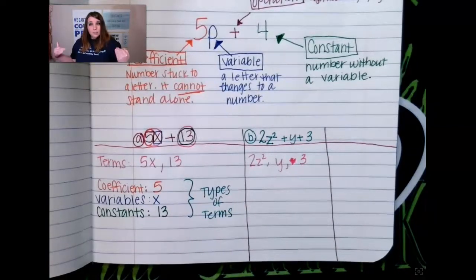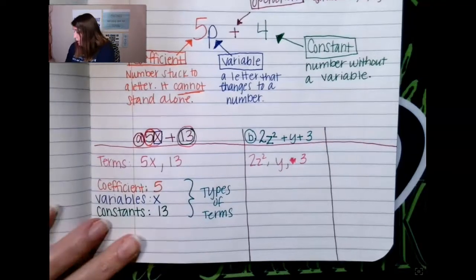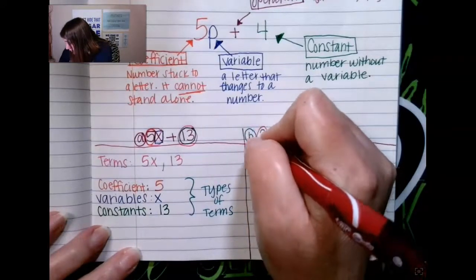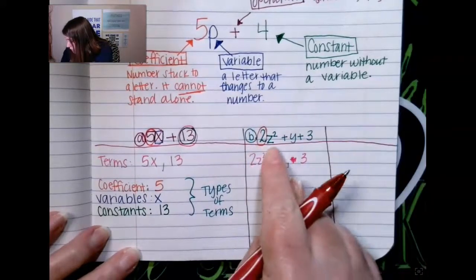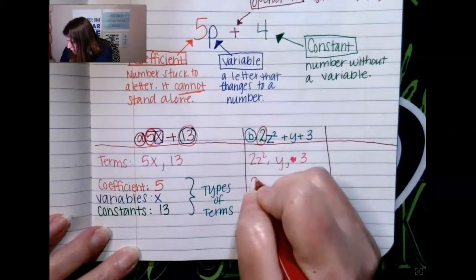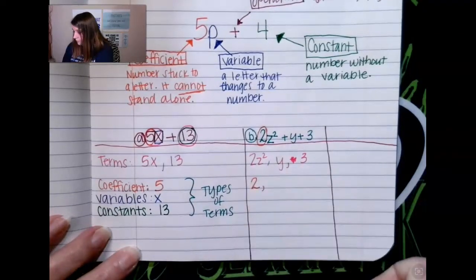Okay, so the types of terms that I need, coefficients. Do I have any coefficients here? Any numbers stuck to letters? Okay, well, I see right here, I have a 2 stuck to a z. So I'm just going to write down the 2.